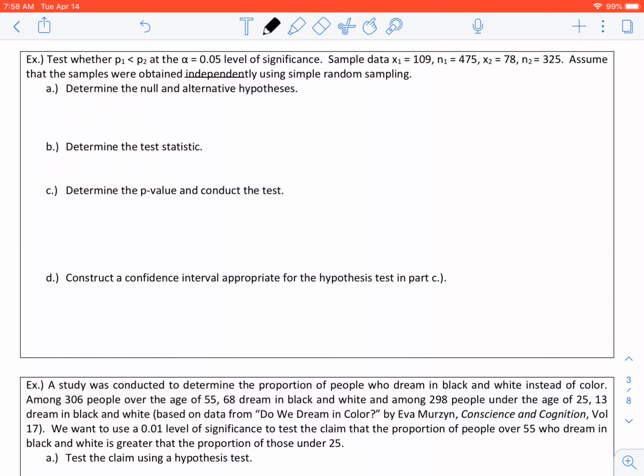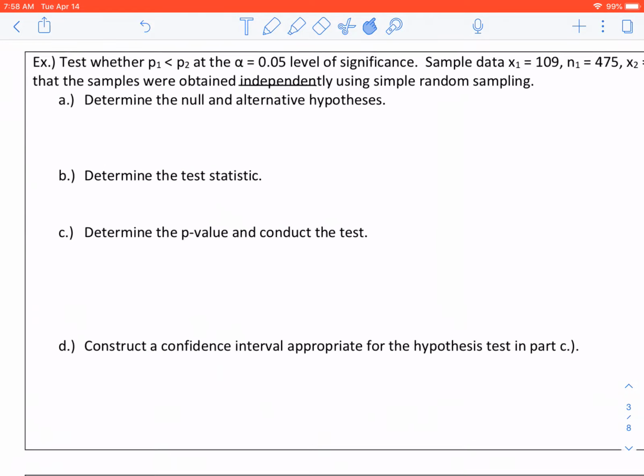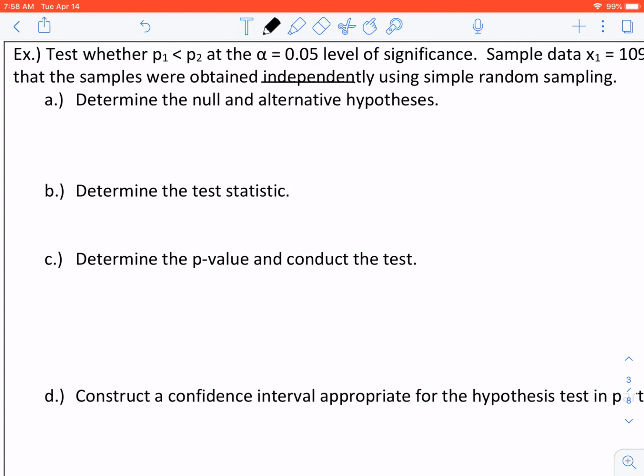So first thing on here says to determine your null and your alternative hypotheses. So H0 and H1. And we are testing if P1, it's written up above, if P1 is less than P2. And your null is always going to be set up as P1 is equal to P2.